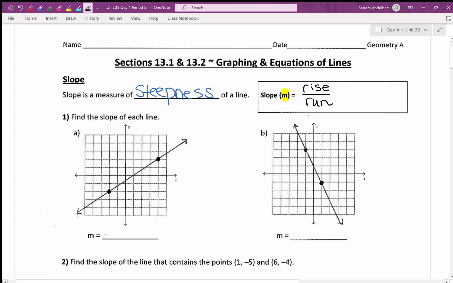So you will be happy to know that there are no proofs in this Unit 3B. Oh, God. No proofs in Unit 3B. We'll go back to proofs in Unit 4.